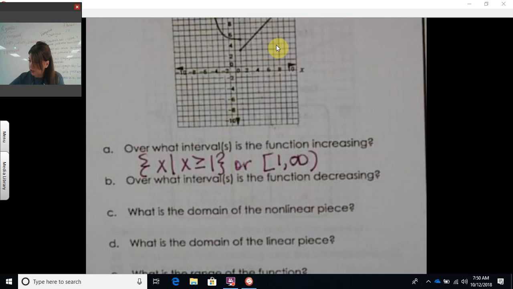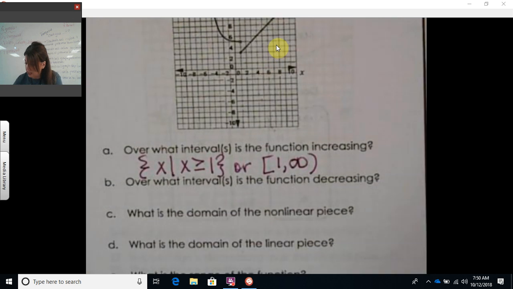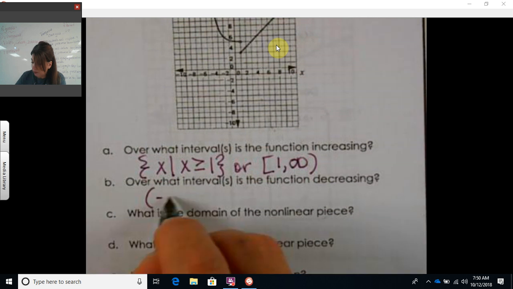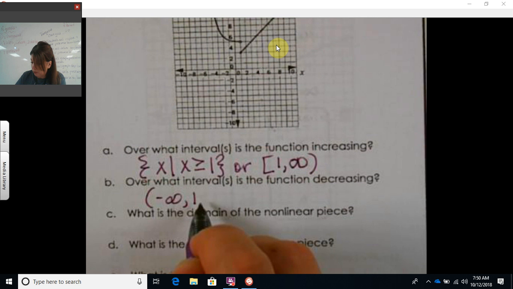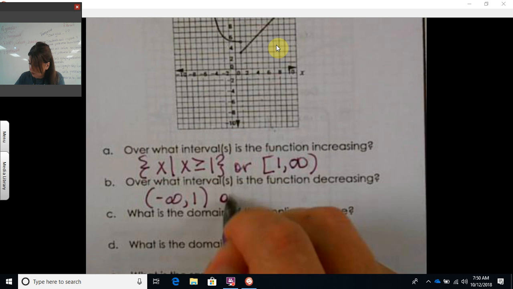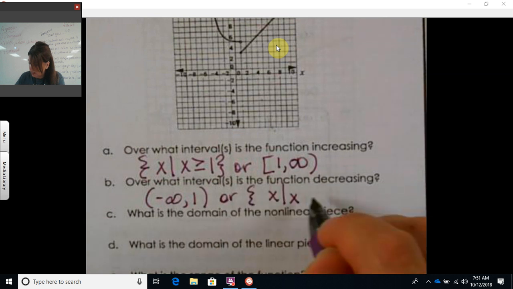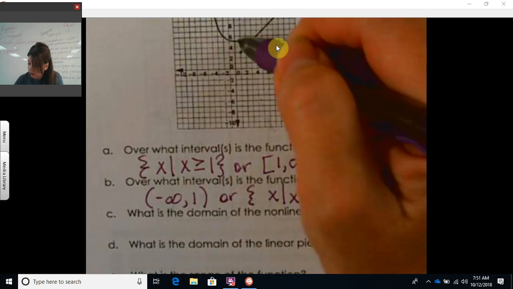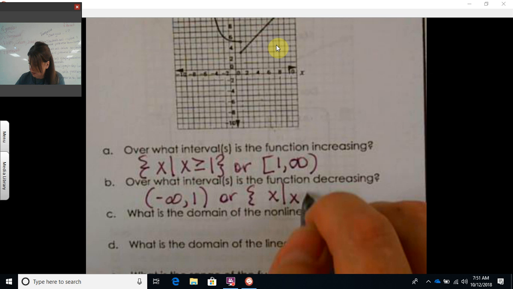Over what interval is the function decreasing? Interval notation, how would we say that? Negative infinity to 1. Negative infinity would be a parenthesis, and 1 would be a parenthesis also because 1 is not included. In set notation, we would say x such that x is what? Less than, greater than, less or equal to, greater than or equal to, what? Are my x values from this point to the left greater than this point, less than this point, what? Less than 1.